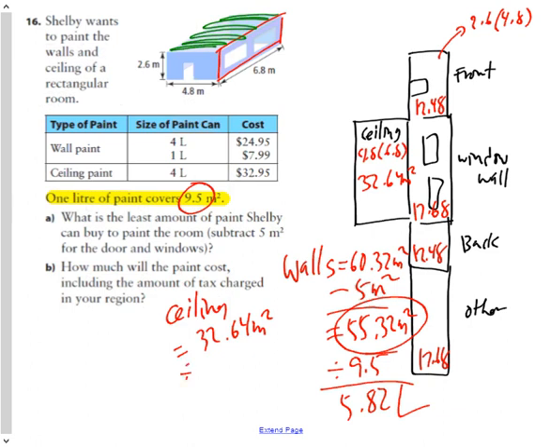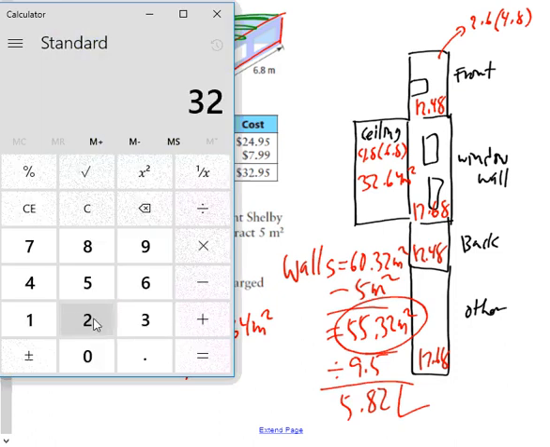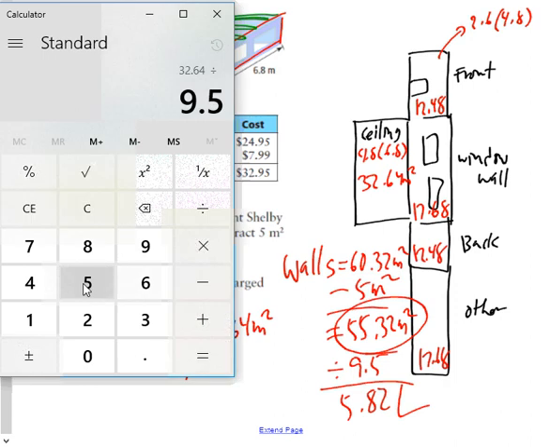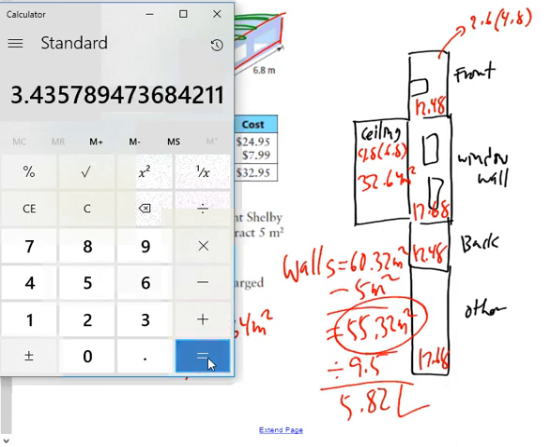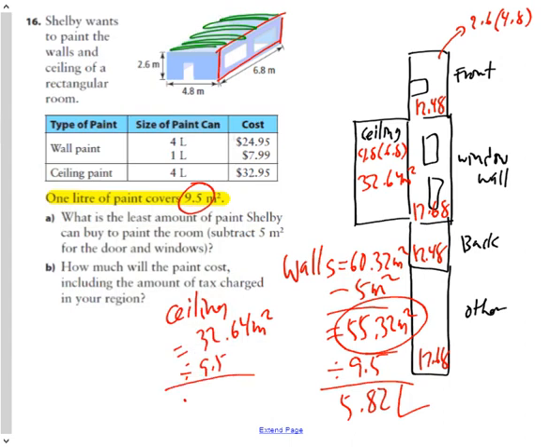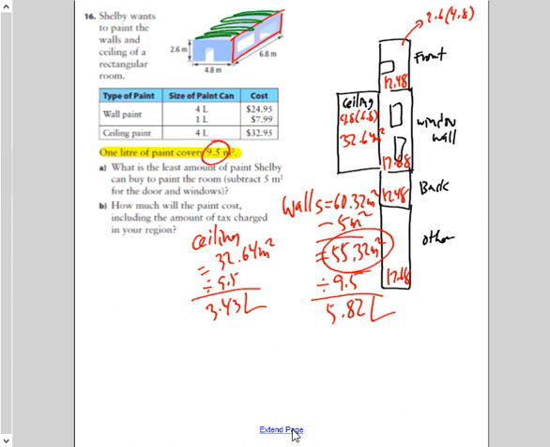And for the ceiling, I take my 32.64 and divide it by what 1 can of paint can do, 9.5 square meters. I need to buy 3.43 liters of ceiling paint. Okay. So that's what we first do. How much paint will I need to buy? I need to buy those 2 amounts of both wall paint and ceiling paint. So once we get that, we're on to our last stage.